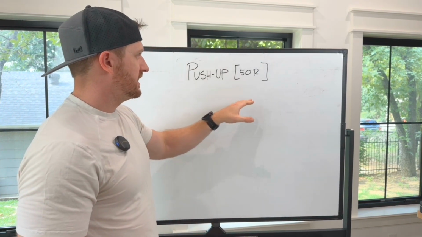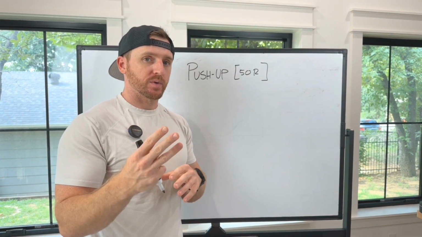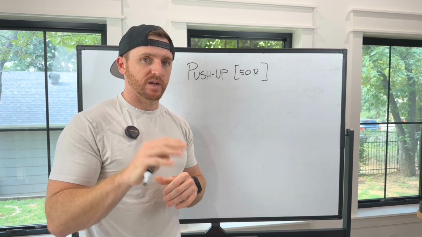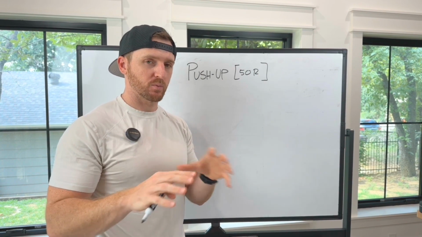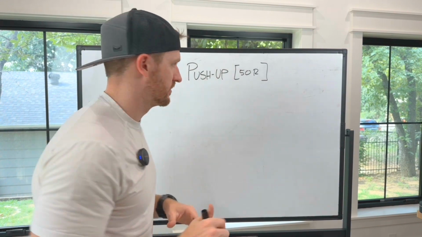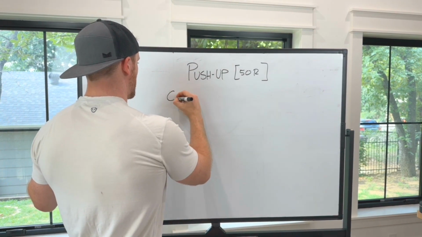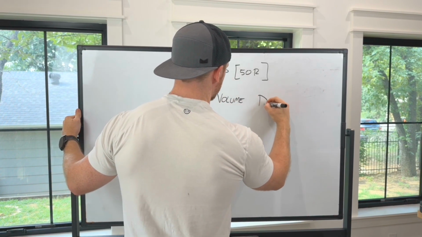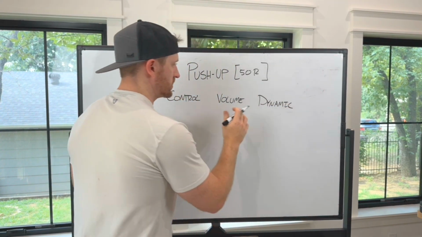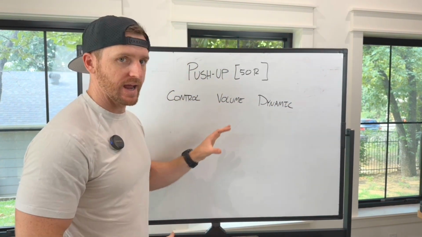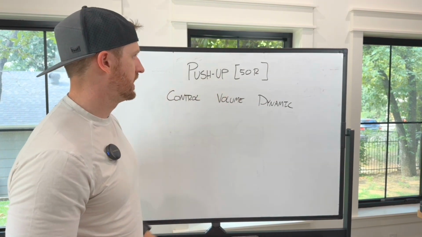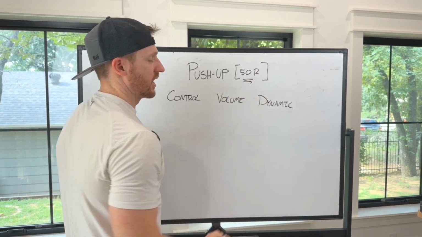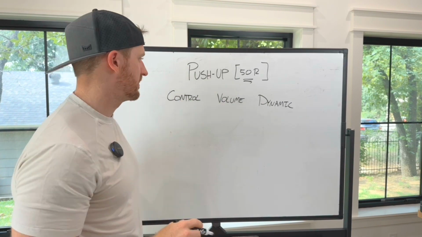So now that I have that 50 number, we're going to operate in 3 different domains. And I already did another video talking about these different domains, but I'm going to simplify things a little bit here more. So we have control, volume, and dynamic. So those are the 3 styles or areas we're going to be training in the push-up. And we have our max, and now everything's going to be based off of that max.